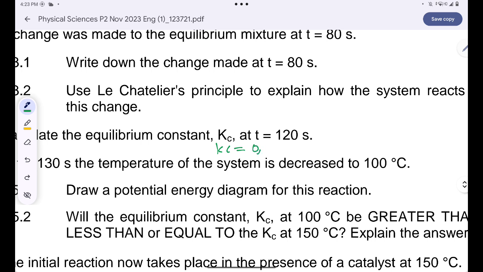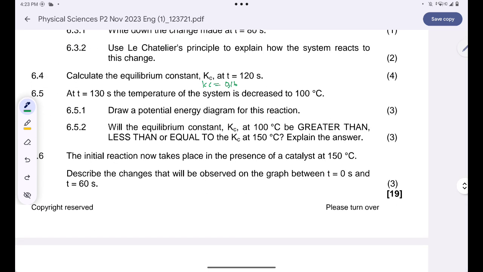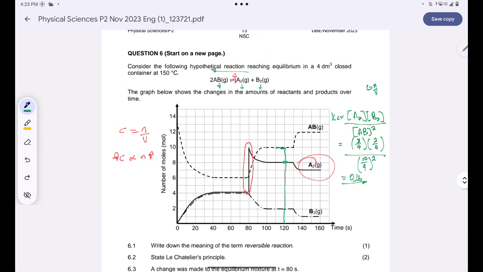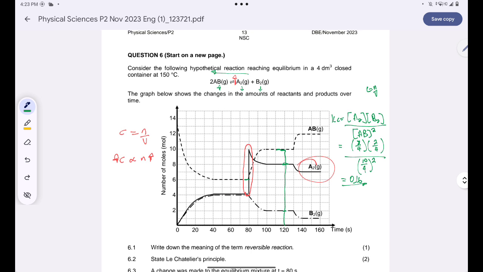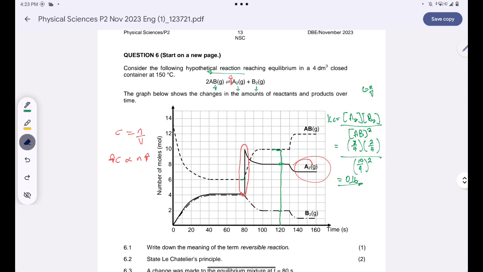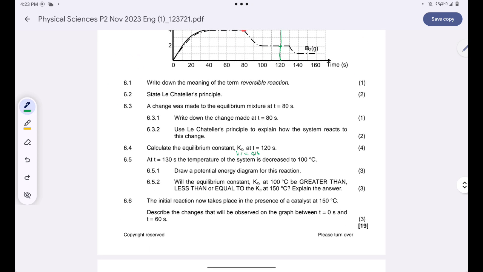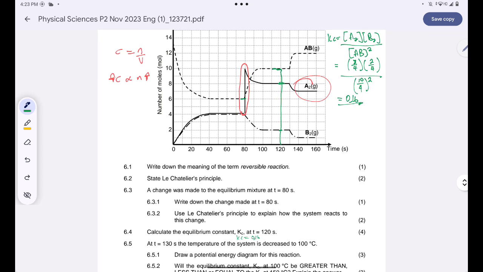Kc is equal to 0.16. At 120 degrees, the temperature of the system is decreased to 100. Firstly, the temperature was positive 150 degrees, right? Which simply means that whenever you decrease the temperature, guys, the first thing they want us to do is to draw the potential energy diagram.